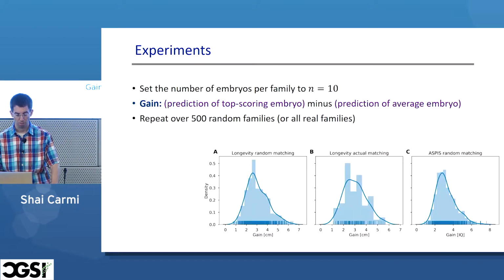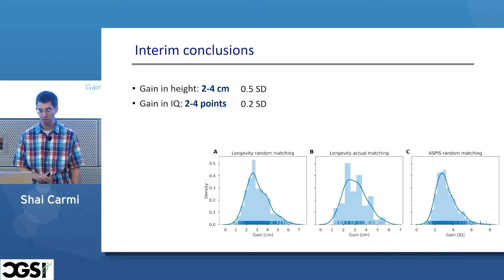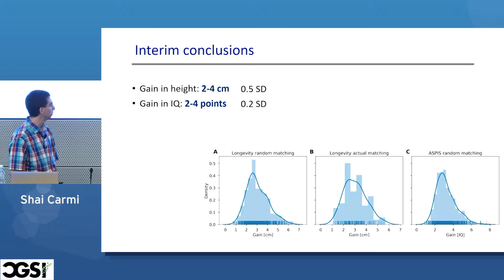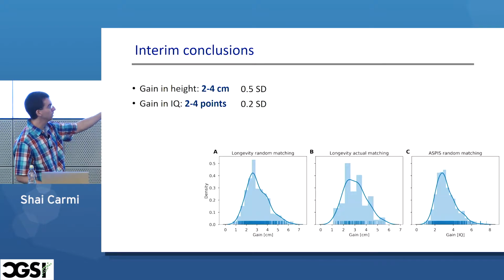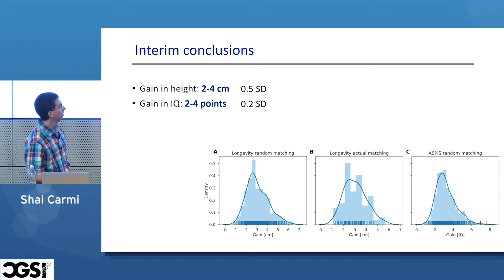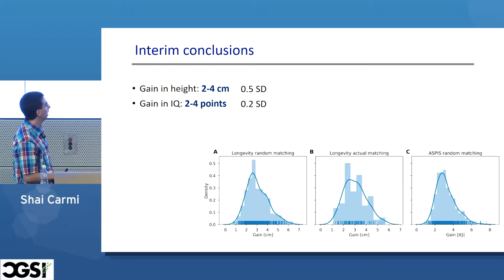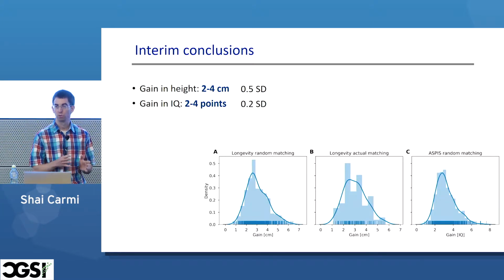Now is the interesting part where we finally see some results. So this is the distribution of the gain over the 500 repeats. To walk you through these plots, what we see here is the distribution of values of the gain. On the left side is height for random couples. In the middle is height for actual couples, and on the right is the gain for IQ. And what you can see here is that the gain is around 2 to 4 centimeters for height, and for IQ it's also 2 to 4 points.